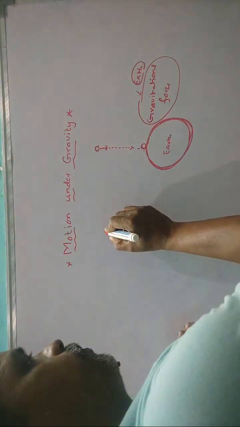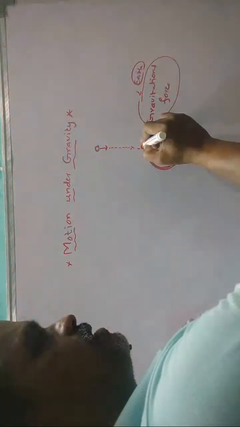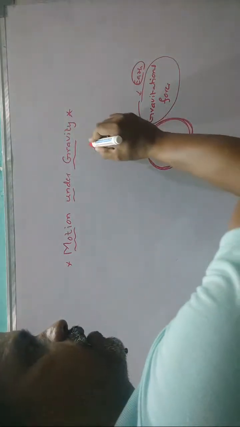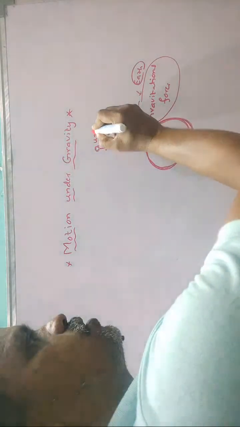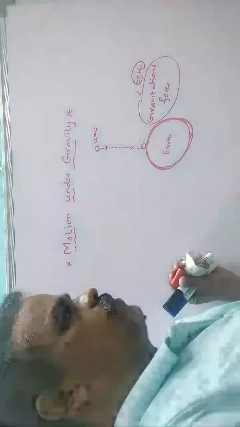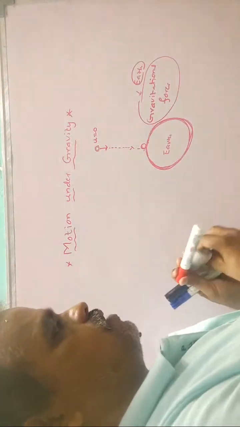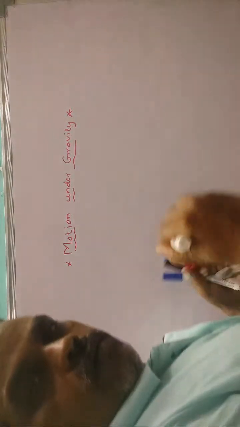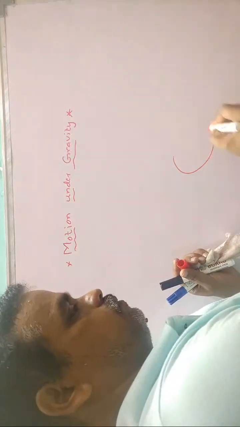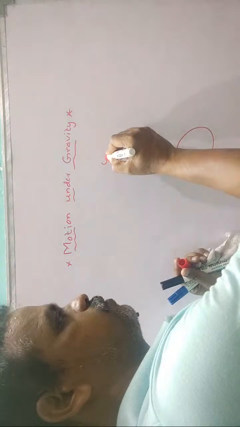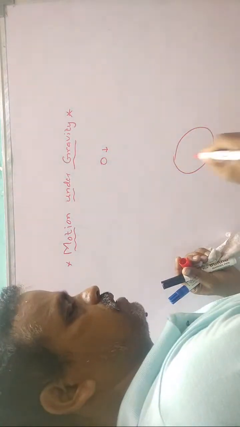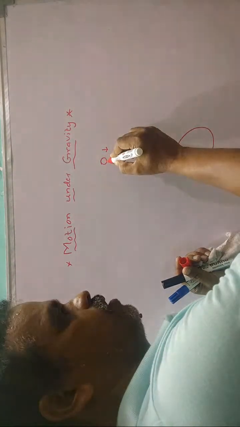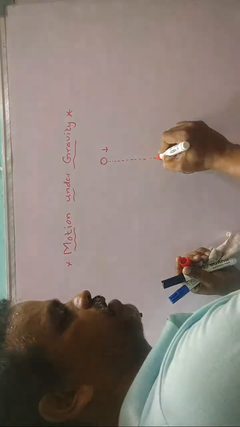So here the body is accelerating. For example, it has initial velocity 0. Simply, we drop the ball on the earth. So I will explain. This is the earth. This is the ball. What happens here? The ball will come down. It will be attracted by the earth.